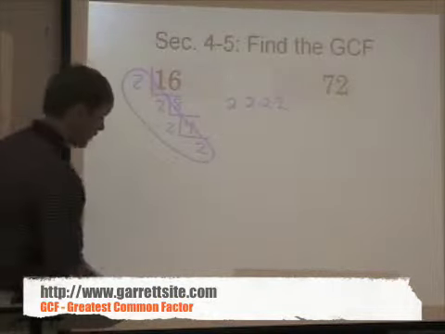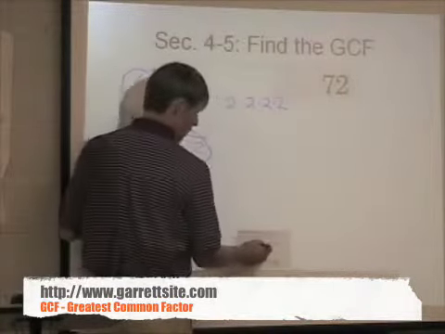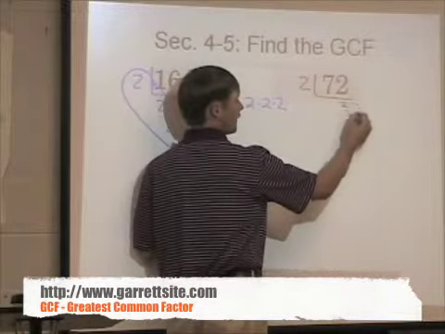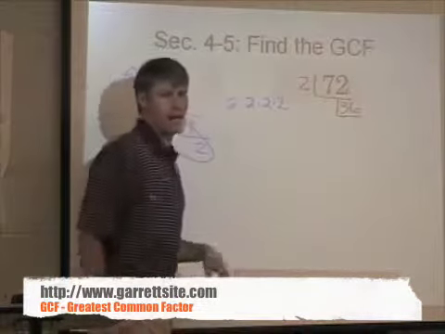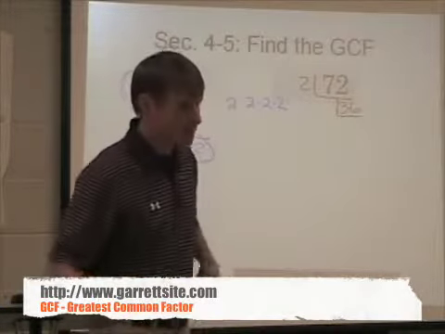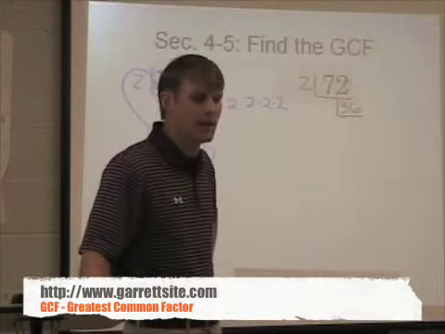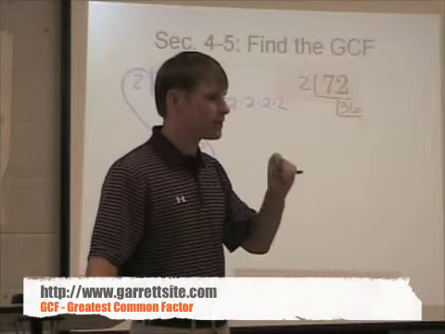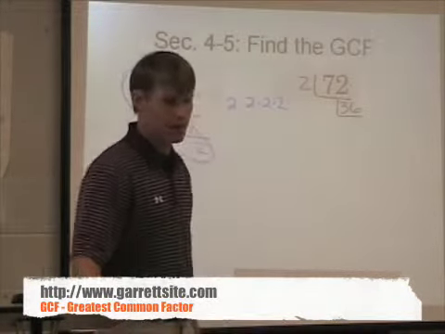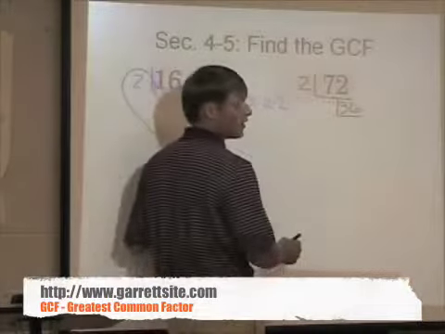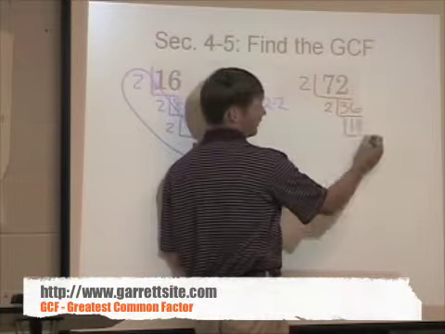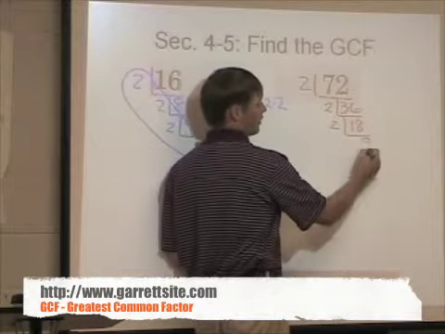Now we got to factor 72. Okay, 72 is going to be 2 times 36. Now, how did I know that 2 went into 72? Because 72 is an even number. If it's an even number, 2 always goes into it. Now, what goes into 36? You got it, 2. 2 goes into it because it's even. 2 goes into 18 also because it's even.